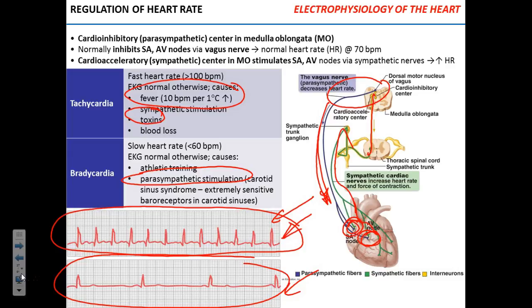The part of the CNS that controls the heart rate is located in the medulla oblongata. And there are two centers, cardio-acceleratory and cardio-inhibitory. The name explains it all. The cardio-inhibitory center is part of the parasympathetic nervous system, and it slows the heart down. The cardio-acceleratory center speeds the heart up, right?